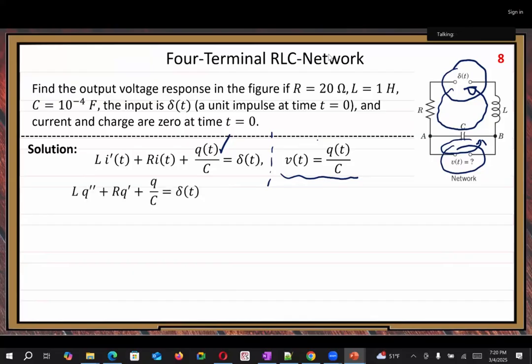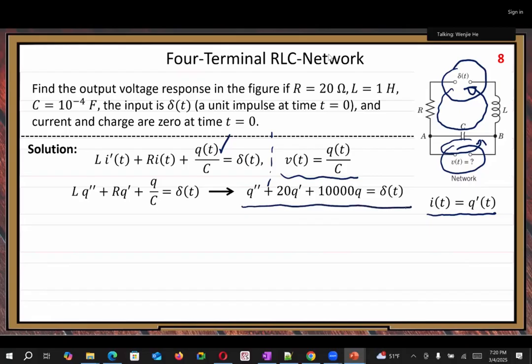All right. So the first function we know, because little i is the derivative of little q. We want to have a function with one unknown function, not two. So little q is the unknown function, because i equals q prime. Then we'll plug in the numbers, so we get this equation.